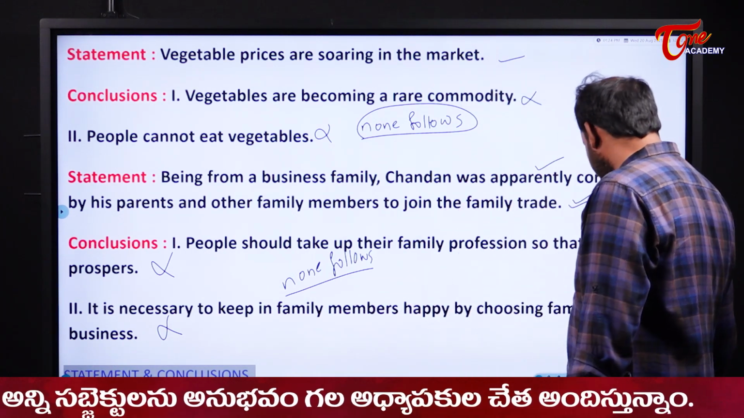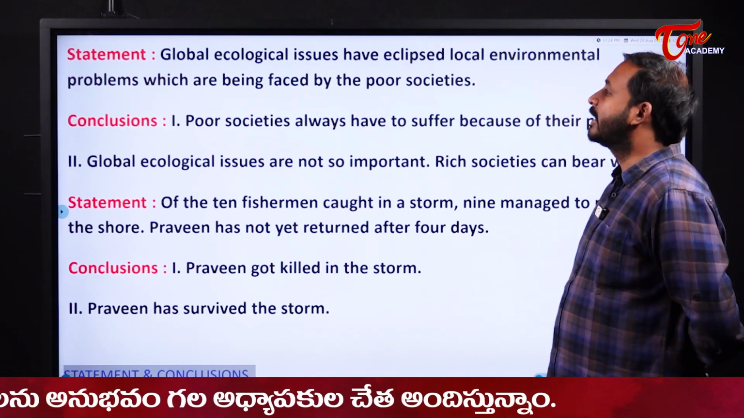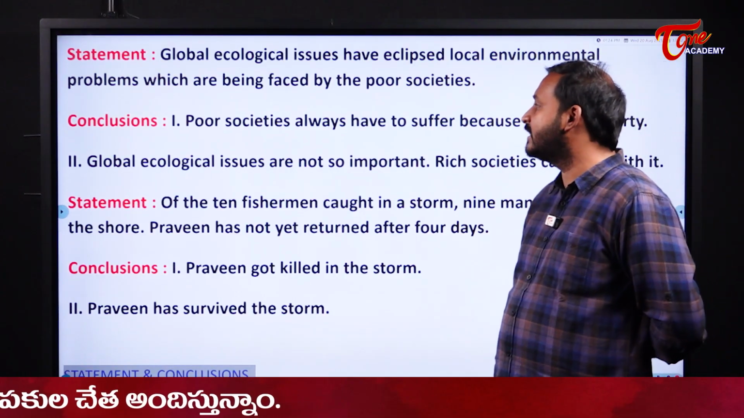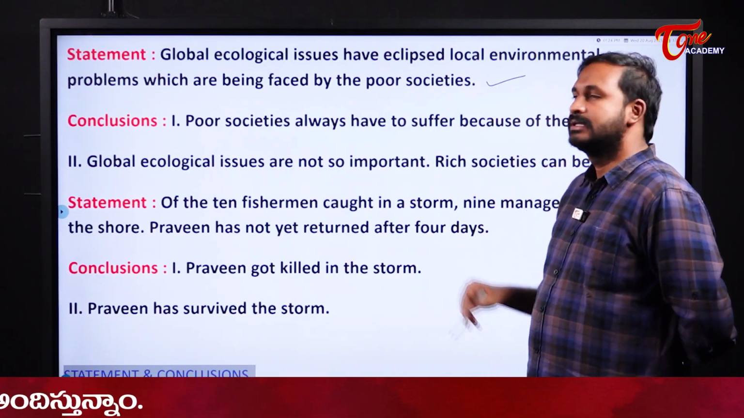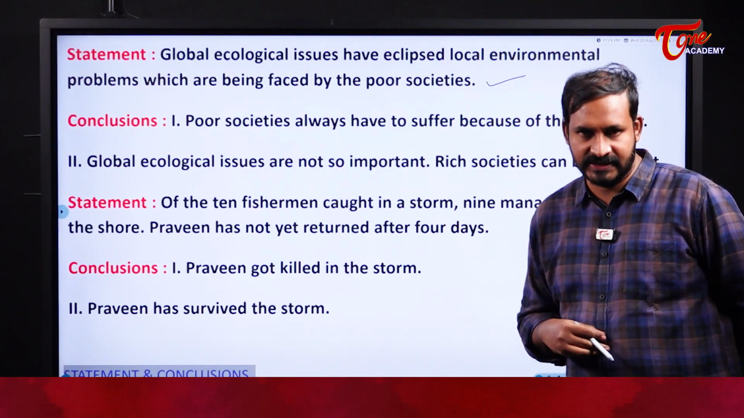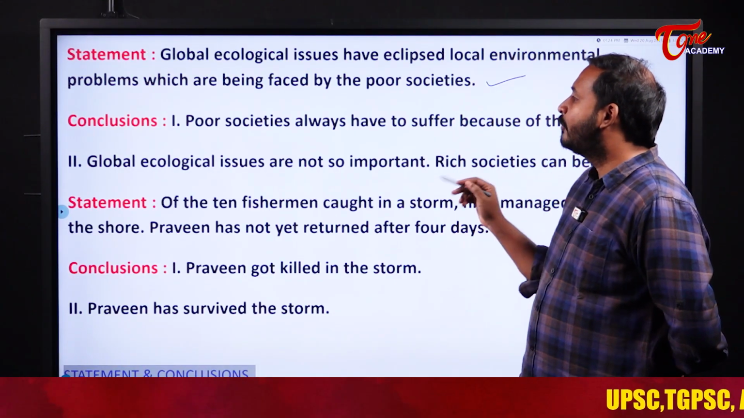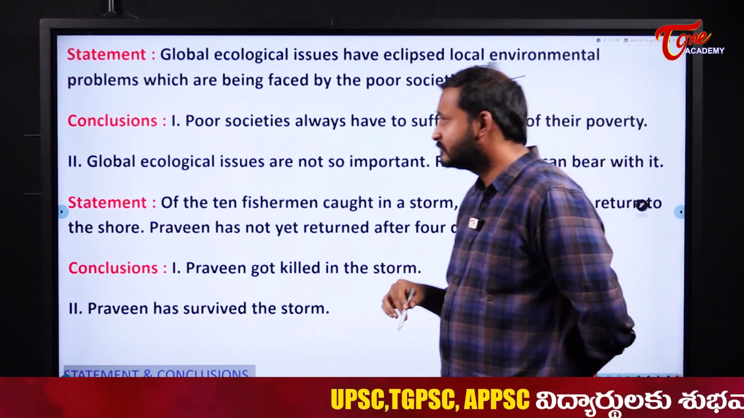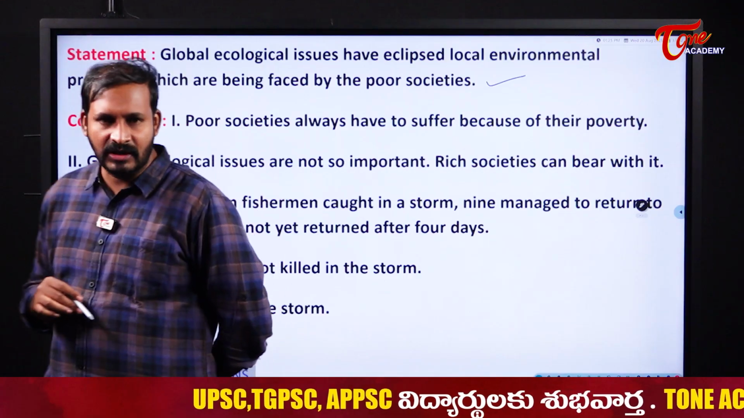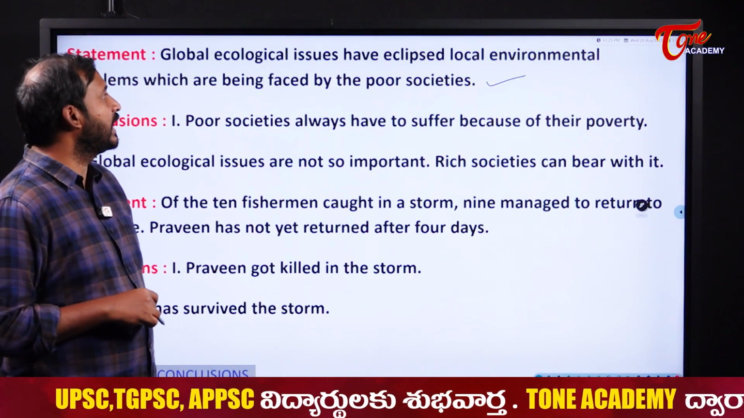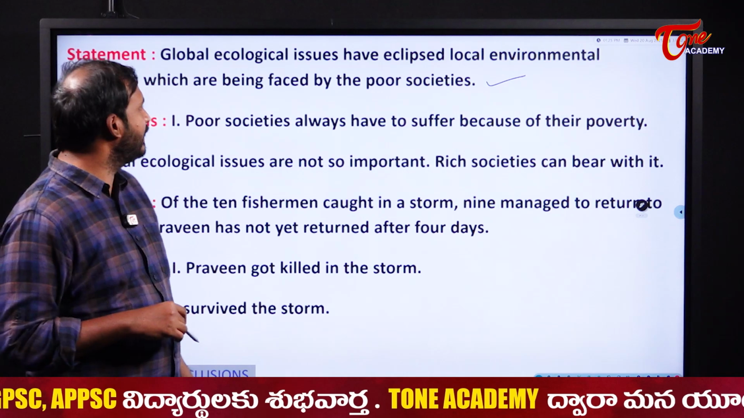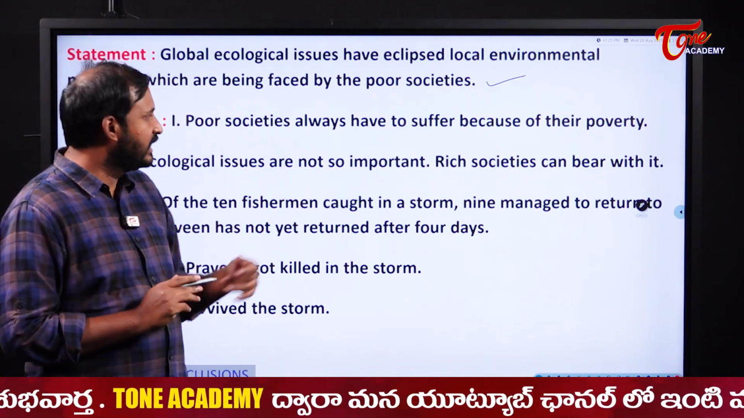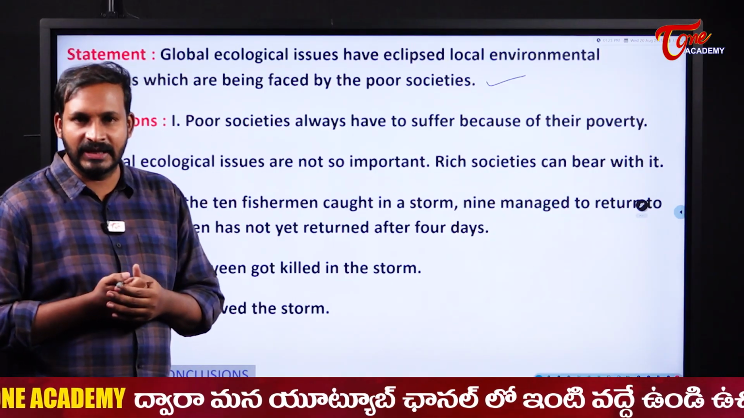Okay. Next one. Global ecological issues have eclipsed local environmental problems which are being faced by poor societies. They are speaking about only poor societies. Okay. Poor societies always have to suffer because of their poverty. See, actually the context is what, students? The ecological issues have eclipsed local environmental problems. They are speaking about ecology and the environment. Do they speak anything about poverty here?